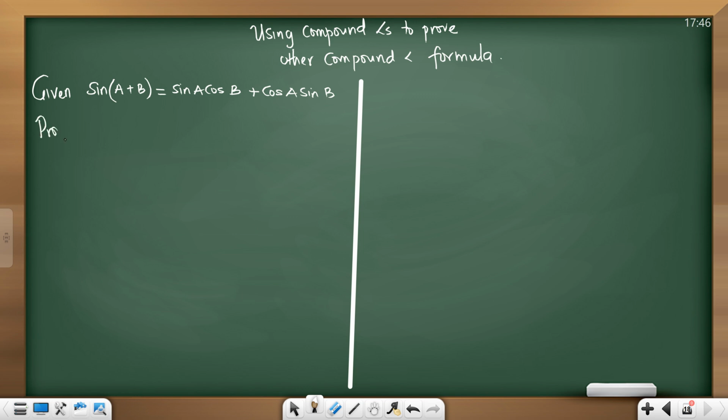We are going to prove that sine A minus B is equal to sine A cos B minus cos A sine B. Let's start with this one. We are given sine A plus B. So you can be given any one and asked to prove the other ones.